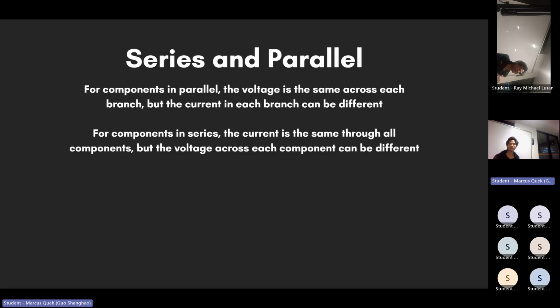For components in parallel, you have different branches of the circuit in parallel. The voltage across each branch, where the branches connect, is the same, but the current in each branch can be different. For components in series, there's only one long branch. The current is the same through the whole thing, but the voltage across each component can be different. If that sounds alien to you, we're going to go over the examples in 2 seconds.